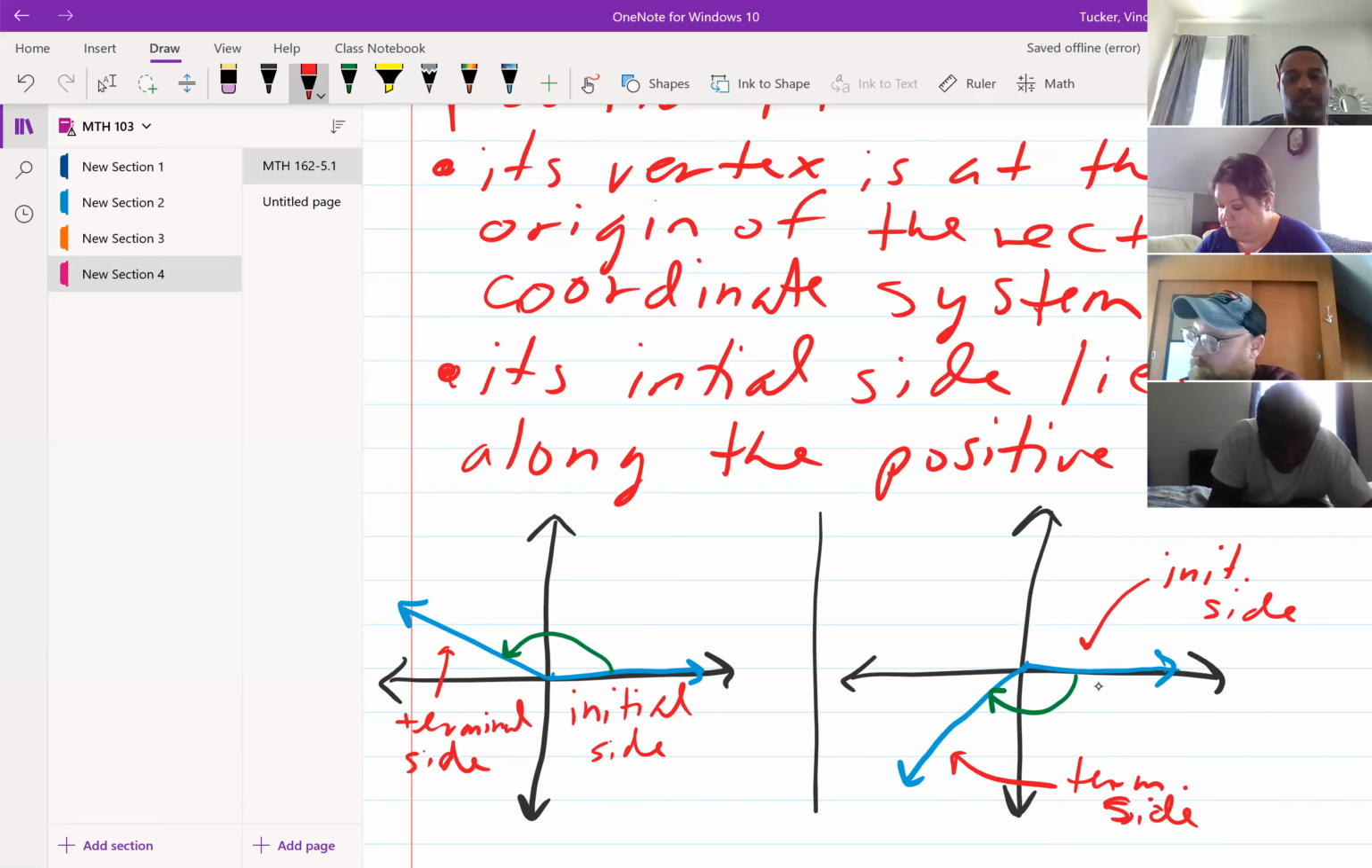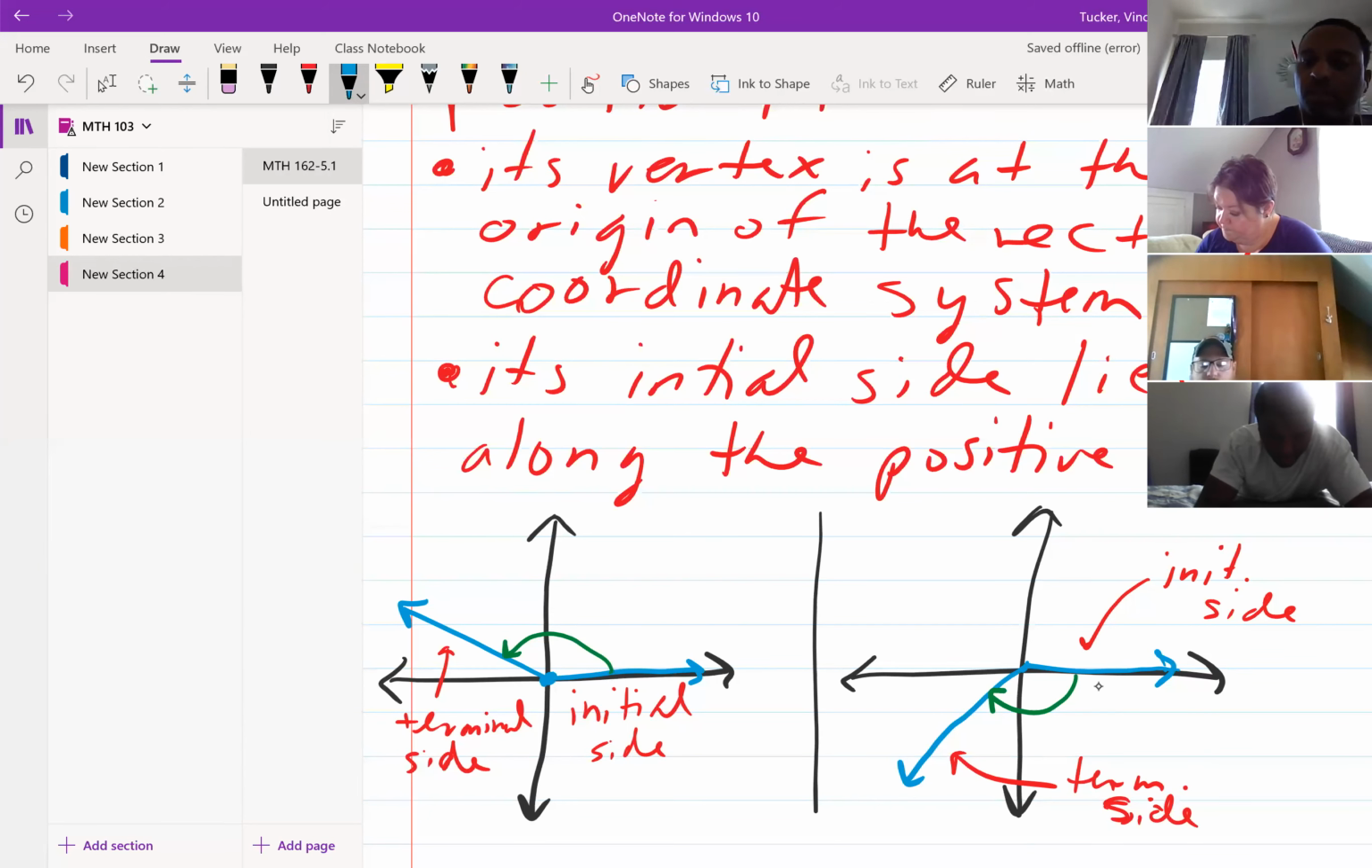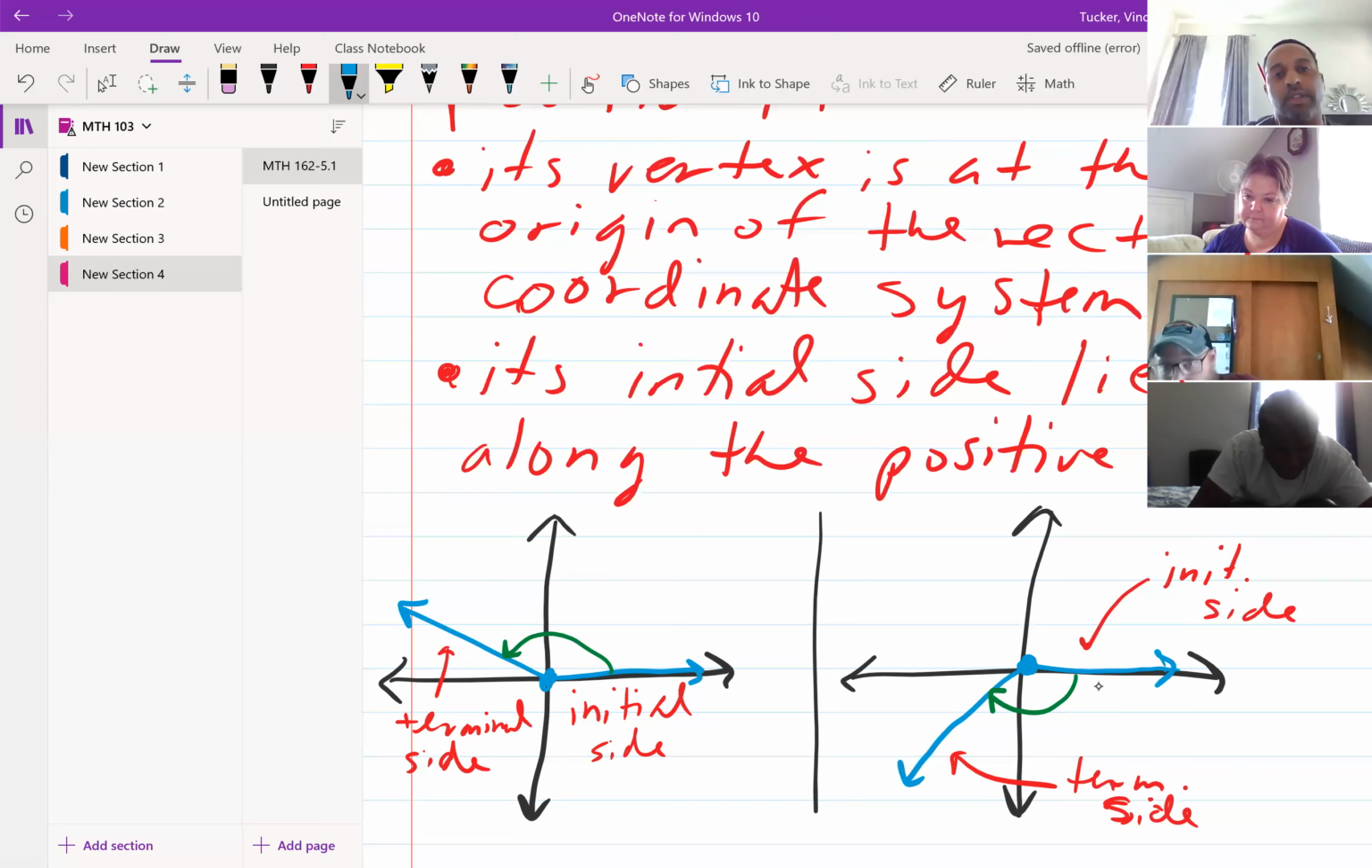All right, so just two generic examples of what it means for an angle to be in standard position. First of all, your vertex is at the origin of your rectangular coordinate system. Your initial side is your positive x-axis, and whether it's going clockwise or counterclockwise as far as the direction of your angle, as long as your initial side is at the positive x-axis and your vertex is at the origin, your angle is considered being in standard position.